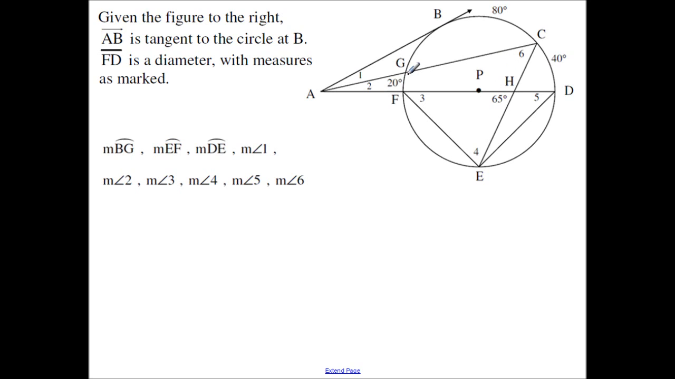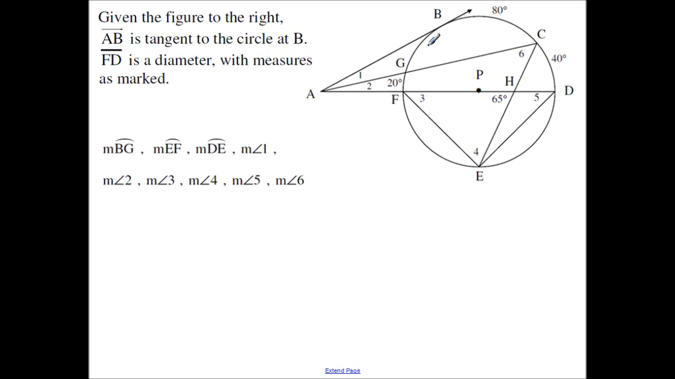And rather than focus on any one of those, I'm just going to look at this and figure out things that I know to be true. For example, I'm told that FD is a diameter, so that tells me that it's dividing this circle into two semicircles. And in fact, if I have 40 degrees here and 80 degrees here, that's 120 degrees. Plus another 20 degrees is 140.